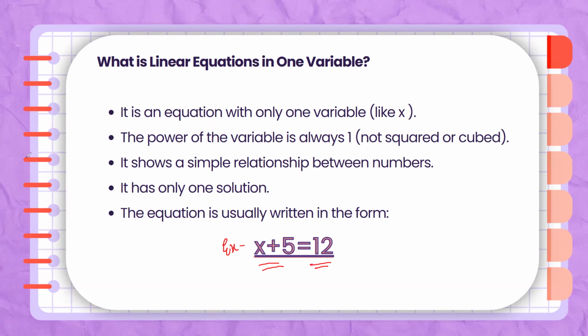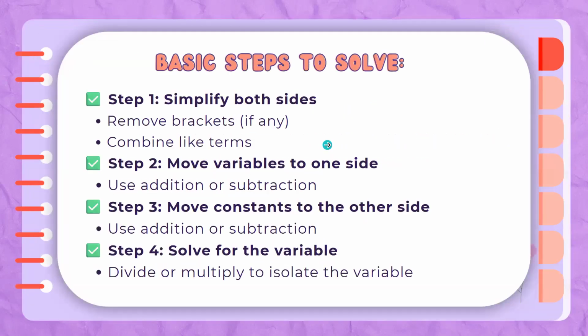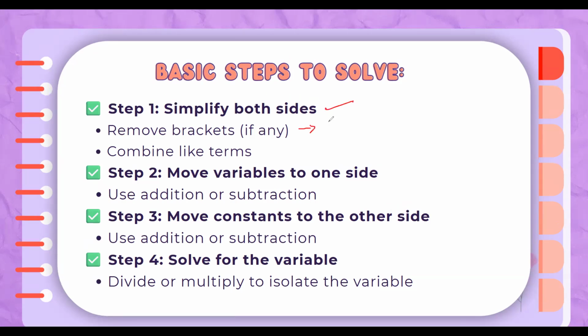Now, what are some basic steps to solve these linear equations? Step 1 is to simplify both sides. Remove any brackets. This is compulsory so that you won't get confused and you can do the equation more easily. Then combine like terms. Step 2 is to move the variables to one side. Use addition or subtraction to move the variables to one side.